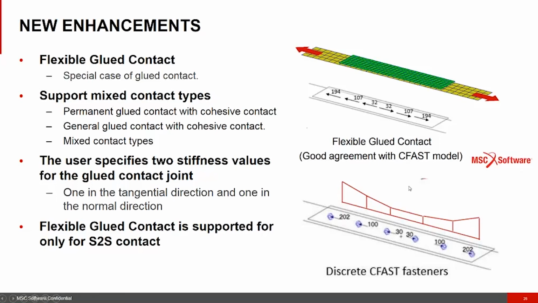So flexible glue contact offers a more realistic way to model a fastened joint than the rigid glue contact or the permanent glue contact. It uses the smeared stiffness properties provided by the user to simulate a flexible fastened joint. You can define two stiffness values for the glue contact joint, one in the tangential direction and one in the normal direction. And this is only supported for segment to segment. So again, this is another advantage of using segment to segment.